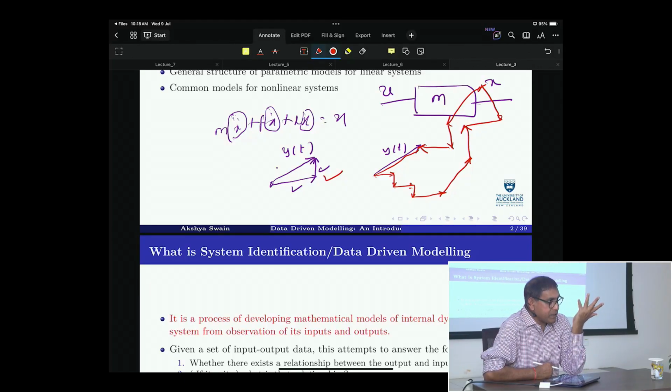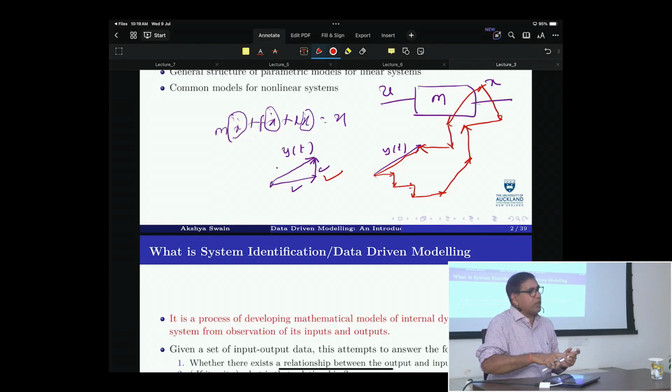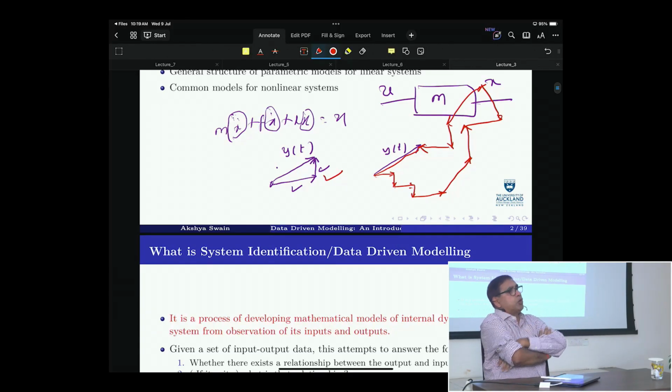Our experience says 700 data points is sufficient to identify any system. Around 15 to 20 terms are sufficient for a reasonably good nonlinear system. 20 terms is sufficient. Don't go beyond that. If it goes beyond that, then there is some problem. Then which terms should you select? That is the structure selection problem.